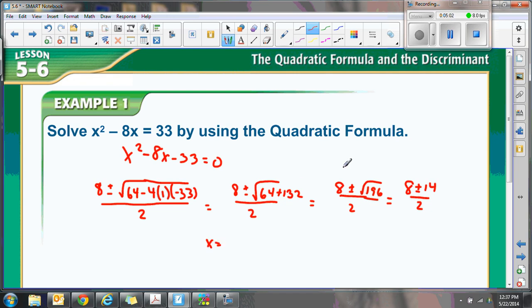Last step would be to write out my final answers. So I have two answers here, remember. One which is 8 plus 14 over 2, which is 22 over 2, which is 11. And I have x equal to 8 minus 14 over 2, which will be negative 6 over 2, which is negative 3. So 11 and negative 3, my two solutions to the quadratic formula.